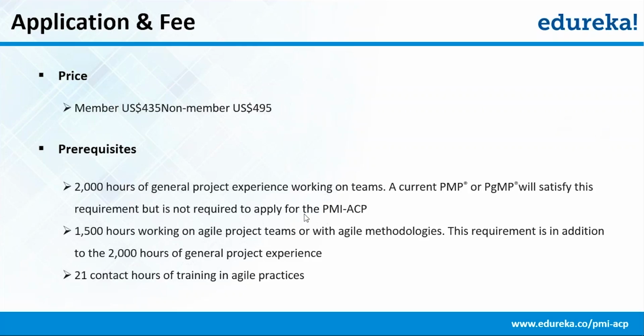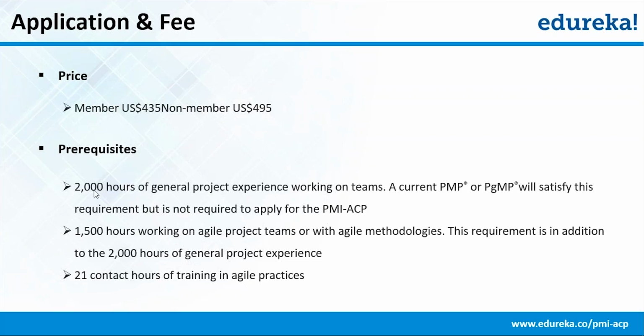So it's very important that you have 2,000 hours of general project experience, and using that you can also go for PMP or PGMP. And in addition to this 2,000 hours of general project experience, you also need to have 1,500 hours of project experience working on agile methods. Okay, that's very important. So total, basically, you will need 3,500 hours of experience. Out of that, 2,000 goes to general project experience, and 1,500 hours goes to agile projects.